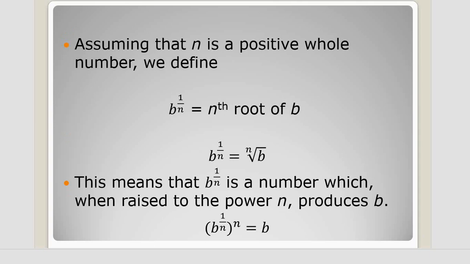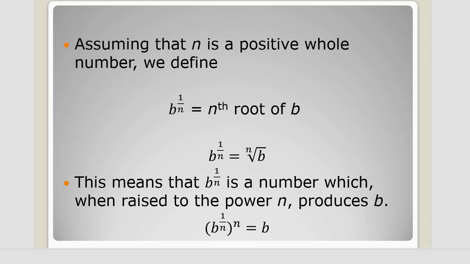Now let's assume n is a positive whole number. We define b power 1 by n as the nth root of b. Now b power 1 by n is written as the nth root of b. This n is in the corner of the root sign here. It is not outside here, it is not after the equal sign, it is here in this corner. This means that b power 1 by n is a number which when raised to the power n will reproduce b. B power 1 by n, whole power n, equals b.